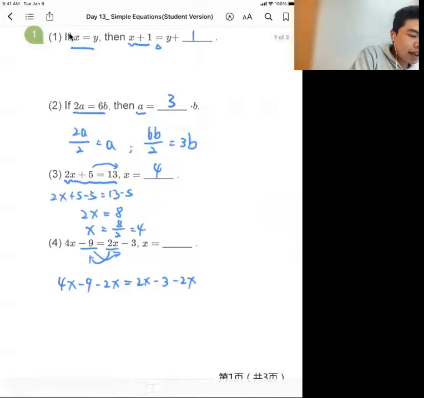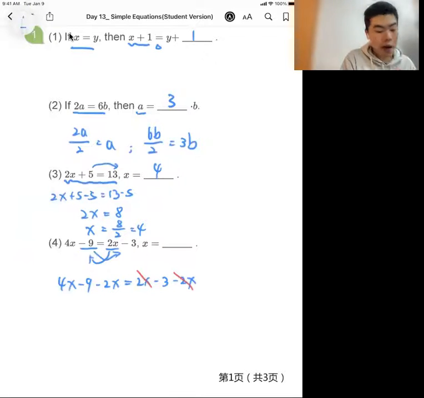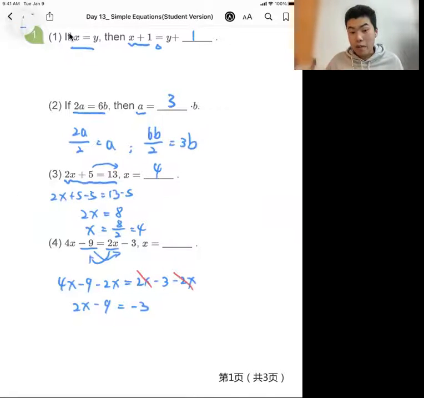And we see that the 2x actually cancels out on the right-hand side. So the 2x will be canceled out, okay? On the left-hand side, we have 4x minus 2x, so it is 2x minus 9 equal to minus 3. Now at least we don't have any variables on the right-hand side, but we still need to move the numbers to the right-hand side.